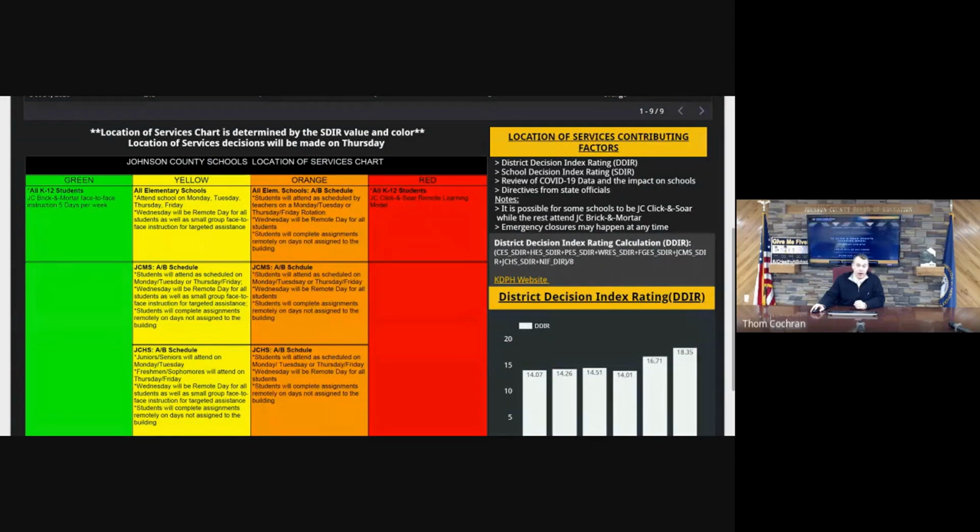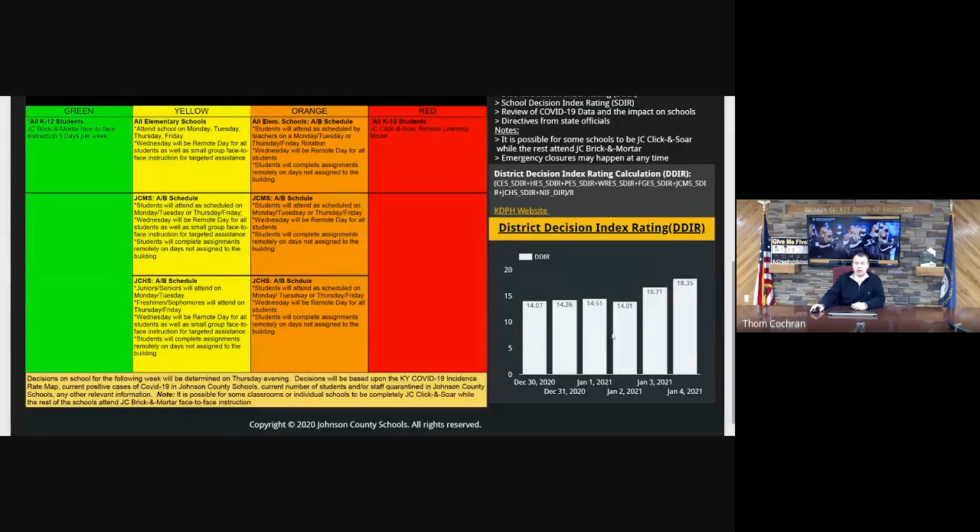We'll also look at any directives from state officials, including the governor's office, the Kentucky Department of Education, and/or the Kentucky Department of Health. A couple of reminders. It is possible for some schools to be JC Click and Soar, while others are JC brick and mortar face-to-face. Also, remember that emergency closures may happen at any time depending on an increased incidence of COVID positive cases or quarantines. On the bottom right-hand side, you also see the District Decision Index rating historical data.